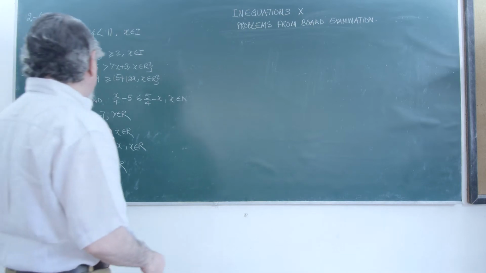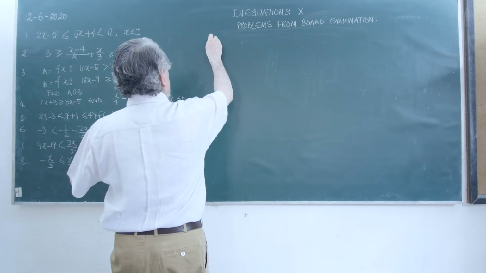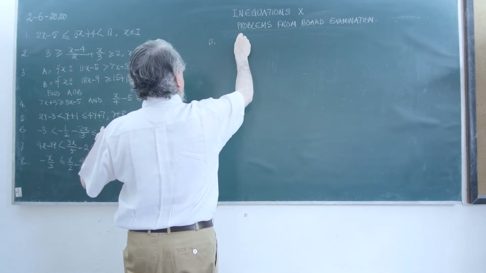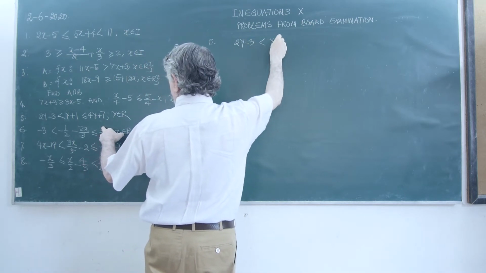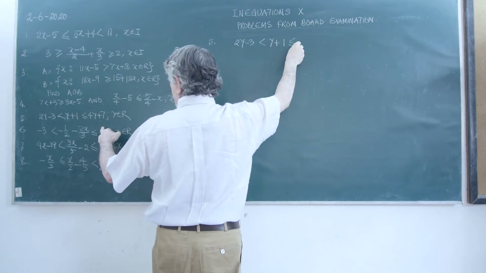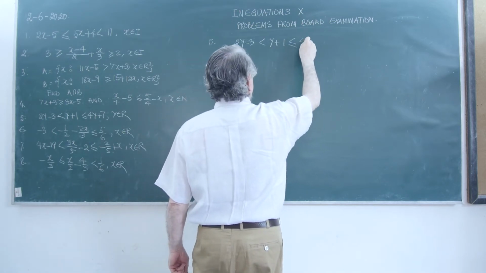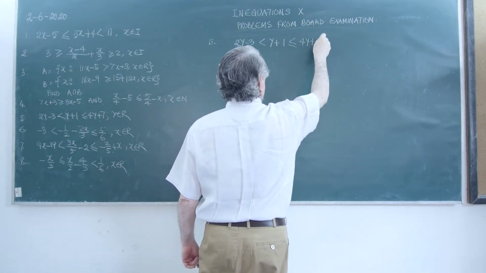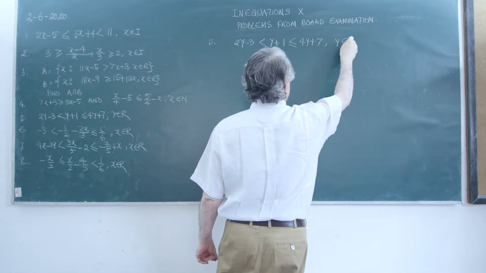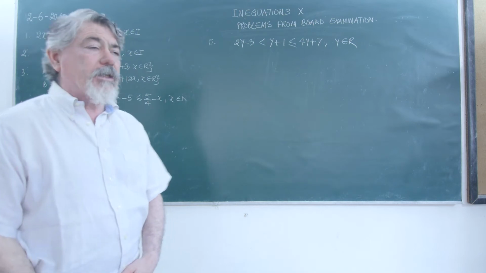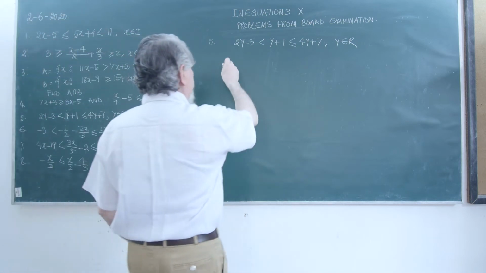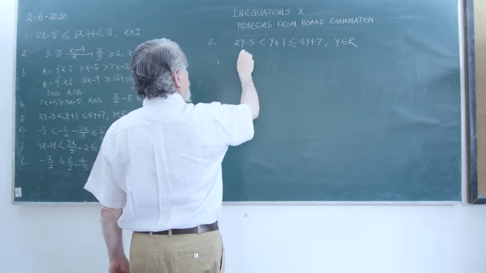Question number 5 now. 2y minus 3 is less than y plus 1 is less than or equal to 4y plus 7, and y belongs to R. We have to find the solution set and plot it on the number line. Now again we are going to divide it into two parts.